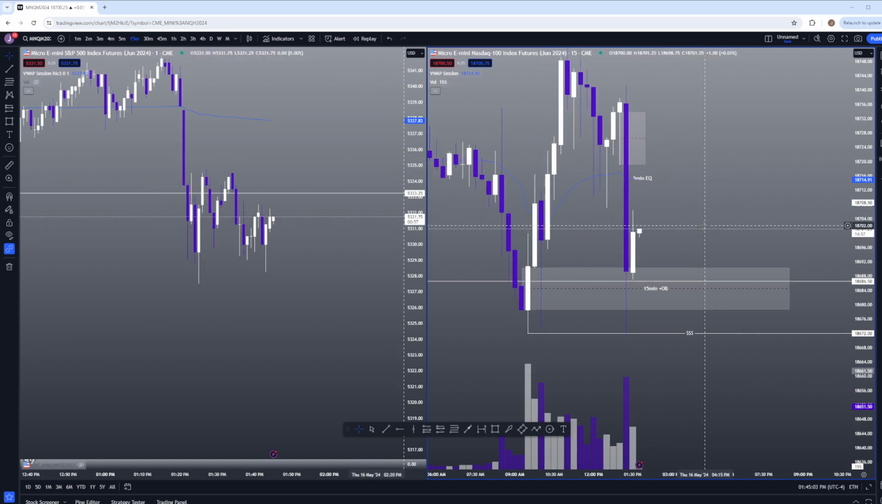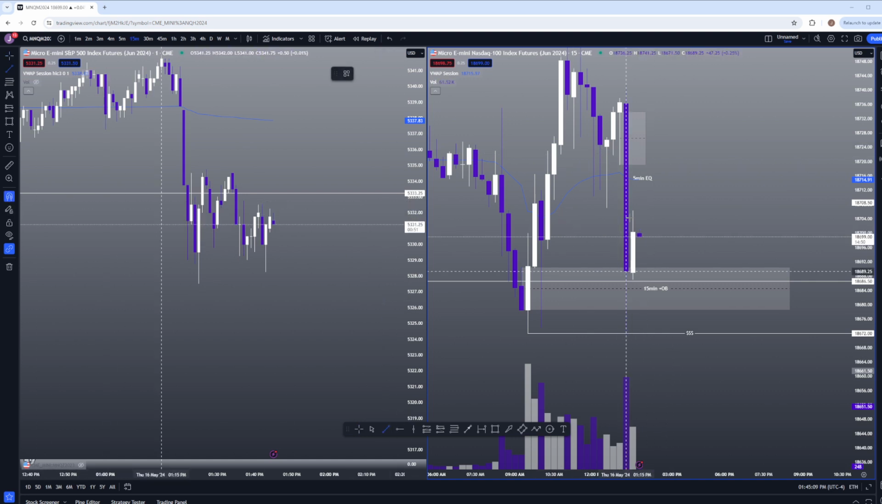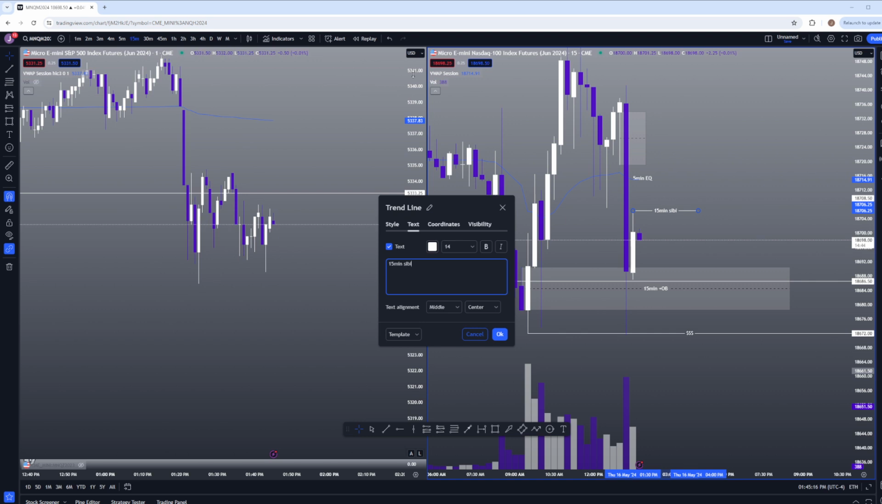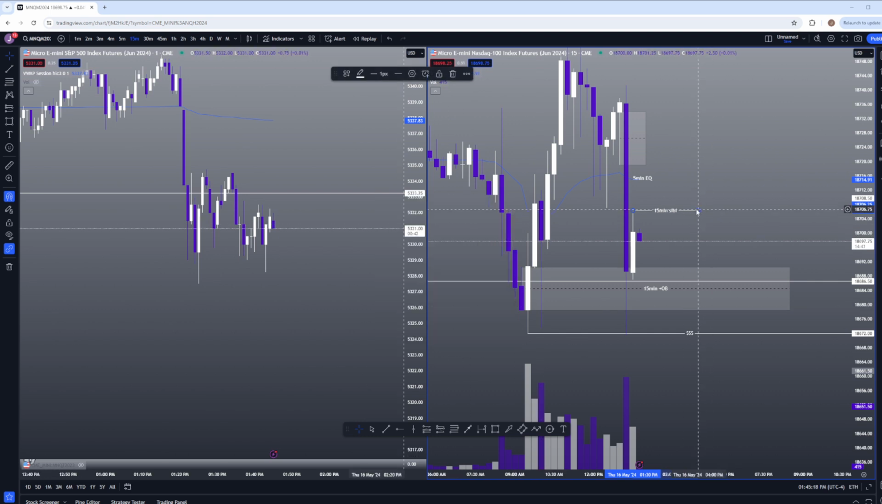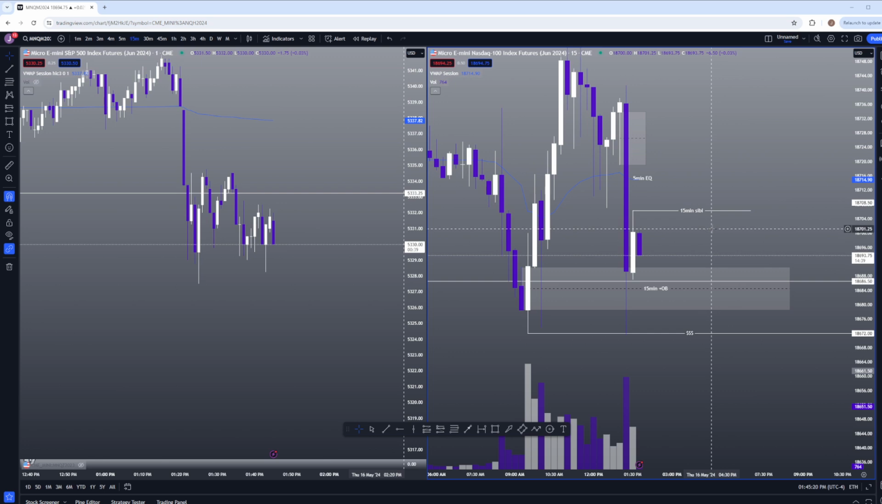Alright, so we just closed on the 15. Let's see if we're going to go up. Alright, so we got that 15-minute SIBI here. This is the bottom of it. Let's see if we even reach it.